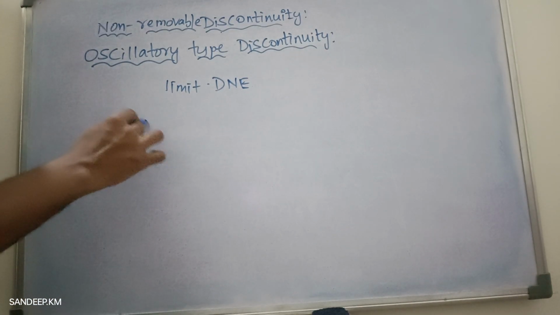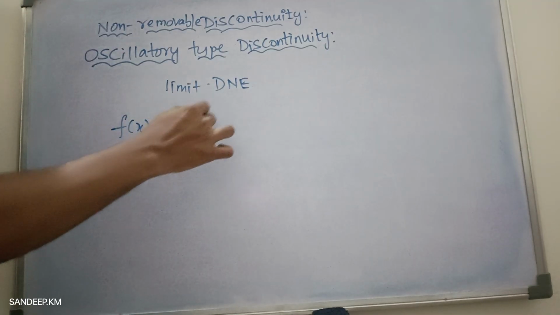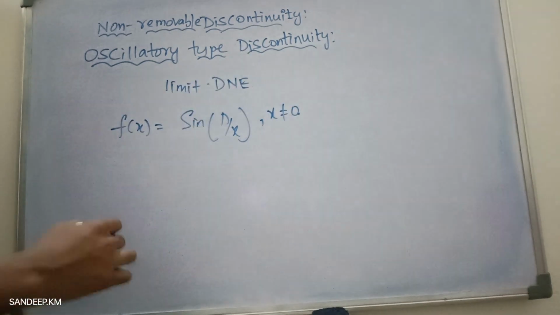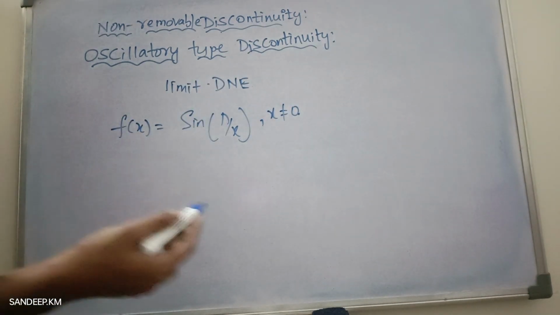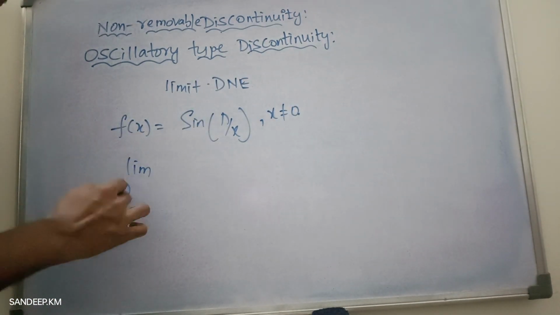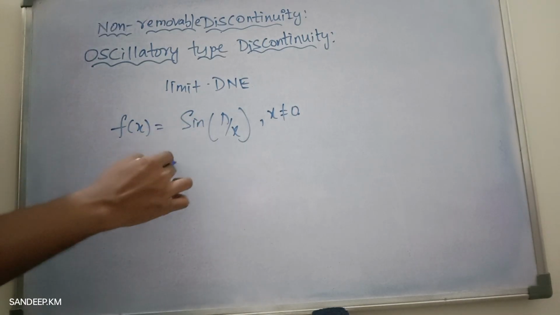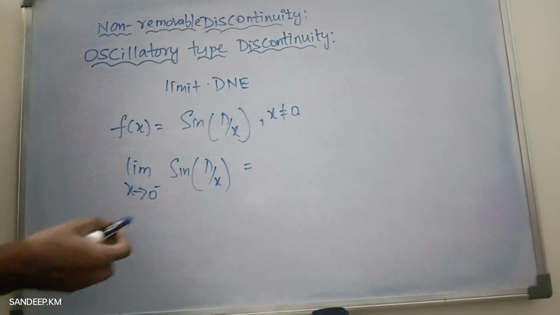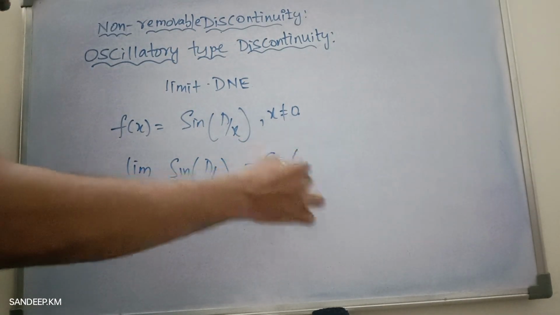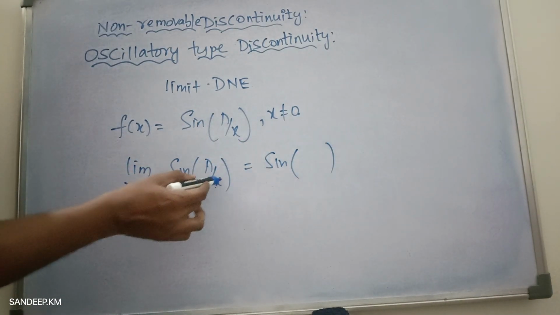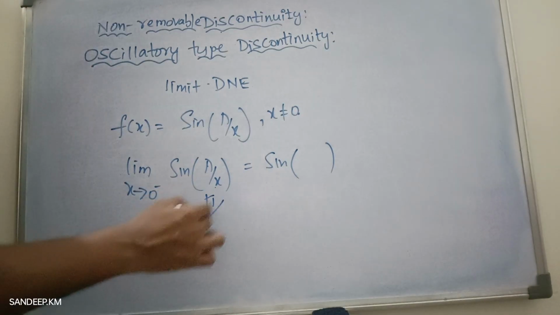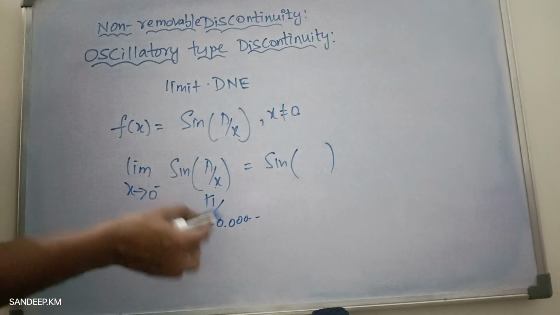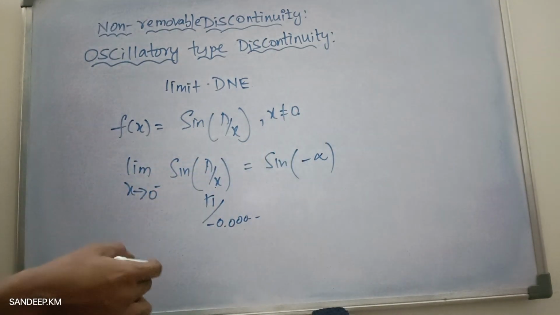So let us take an example to understand what is an oscillatory type discontinuity. One of the best examples is f of x is equal to sine of pi by x. But remember, x is not equal to 0. If you try to find left hand limit, what happens, dear students? Limit x approaches 0 minus f of x, that means sine of pi by x. So sine of pi divided by 0 minus, that means what? Pi divided by minus 0.00000 and so on. This value is approaching minus infinity, correct or not?